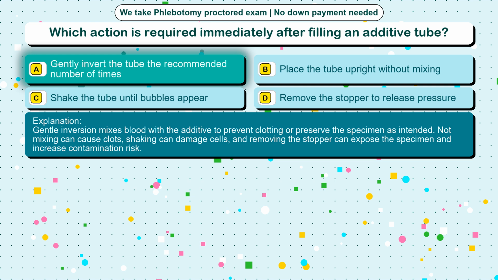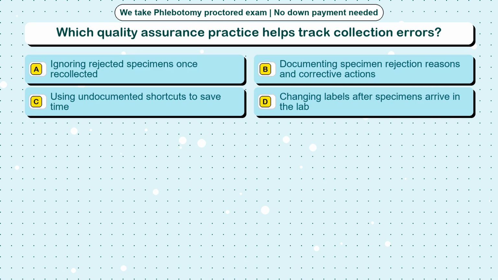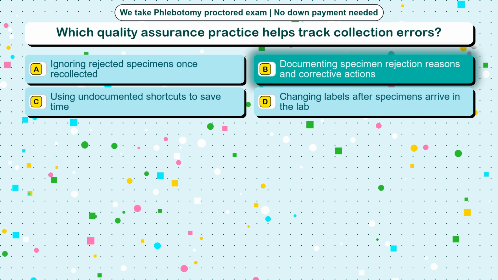Question 71. Which quality assurance practice helps track collection errors? Option A. Ignoring rejected specimens once recollected. Option B. Documenting specimen rejection reasons and corrective actions. Option C. Using undocumented shortcuts to save time. Option D. Changing labels after specimens arrive in the lab. The correct answer is option B. Documenting specimen rejection reasons and corrective actions.